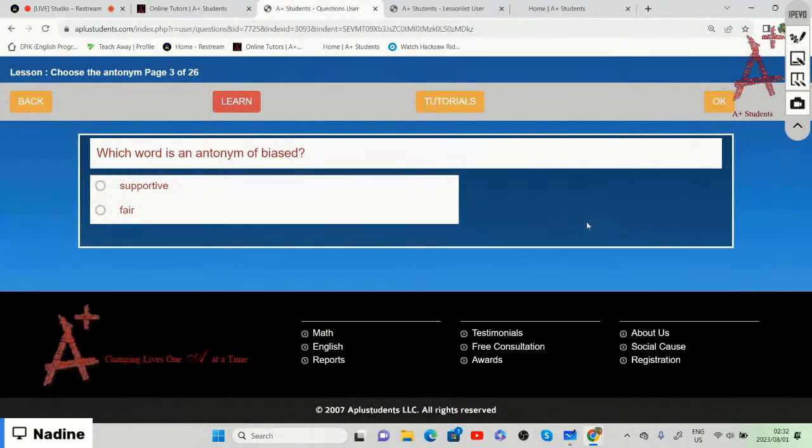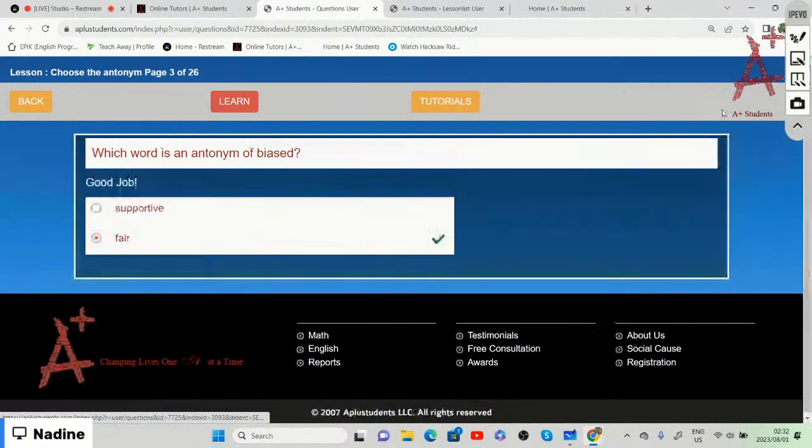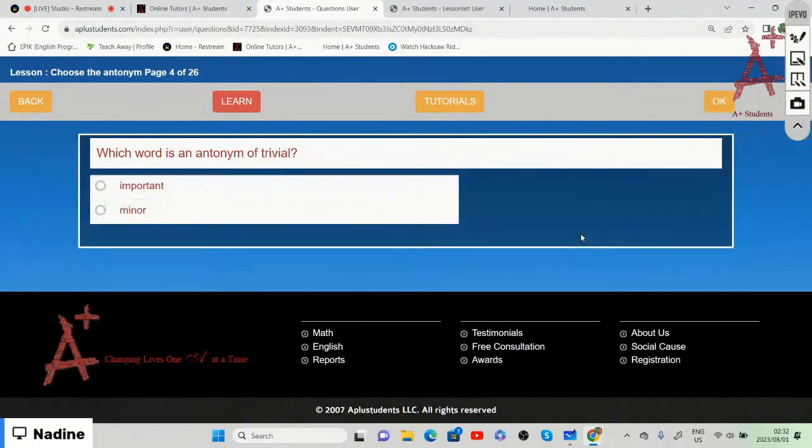Which word is an antonym of biased? Biased. Is it supportive or fair? That is the opposite of bias. Let us go to fair, because if they are not fair, they are biased.